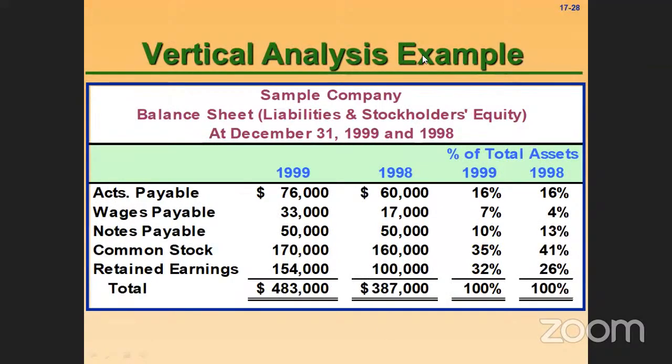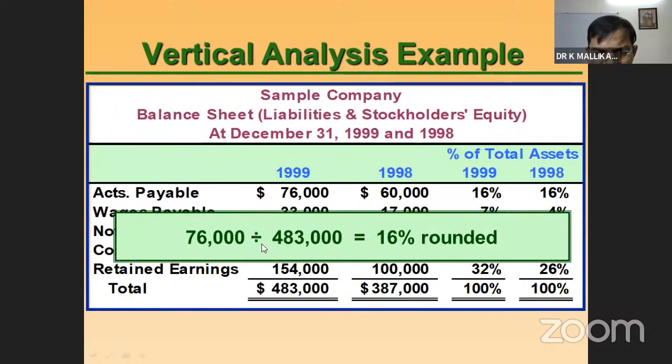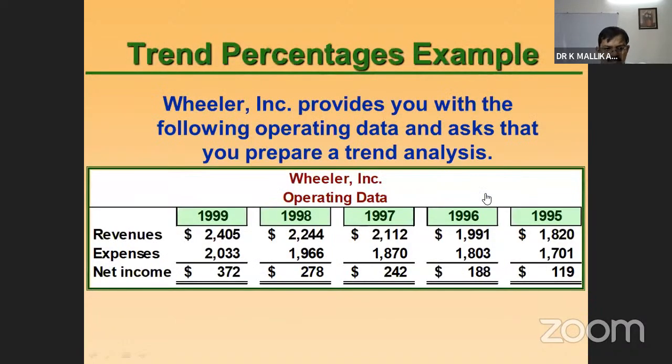Yes, sir. Okay. So how will we get this figure 16%? How will we get this figure 16%? Please understand. 76,000 divided by 4,83,000. 33,000 divided by 4,83,000. 50,000. Okay. 76,000 divided by 4,83,000, it is around 16%. Okay. Similarly, same. Now you can see the same.